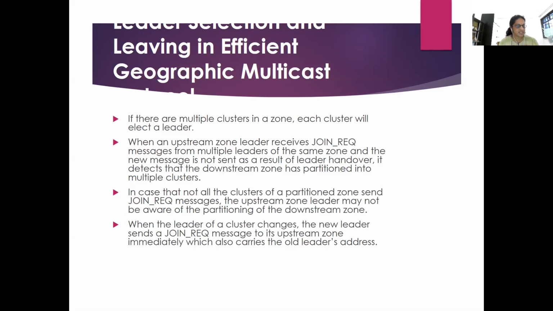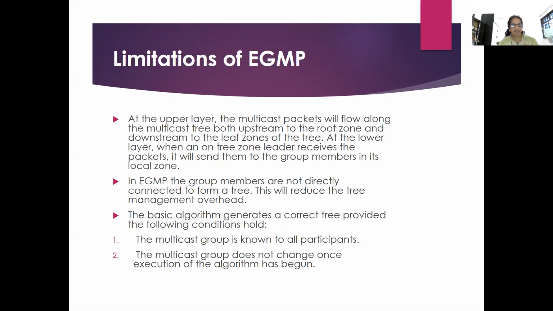When a cluster leader receives a packet destined to its zone but does not match its status, it will send an update message to its upstream zone. When receiving messages from multiple leaders of the same zone, the upstream leader can detect zone partitioning. It will resend the previous message to the target cluster with the position of the zone leader as the destination. When the leader of a cluster changes, the new leader sends a join request message to its upstream zone immediately, which also carries the old leader's address.